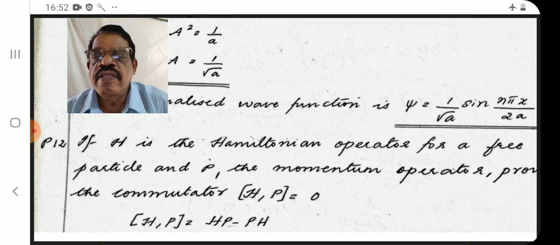Next question. If H is a Hamiltonian operator for a free particle, remember free particle, and P the momentum operator, prove that the commutator [H, P] is equal to 0.